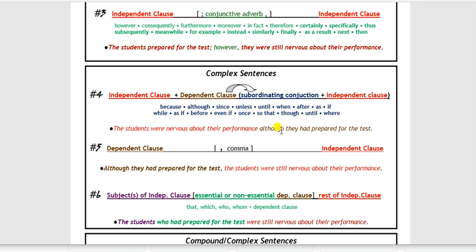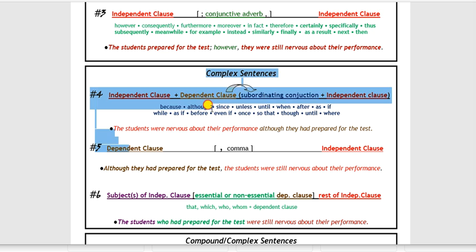This word although makes it dependent on some more information. Now watch if I took the word although out. I would say they had prepared for the test. Technically, that's a standalone sentence, okay? Now, you wouldn't know who they were without another sentence, but it's still independent. It can be in its own sentence because it is a complete thought, even if you don't know who they are. So when we put an independent clause followed by a dependent clause, we have a complex sentence, because complex sentences are some combination of those two things. Now, what is a subordinating conjunction?